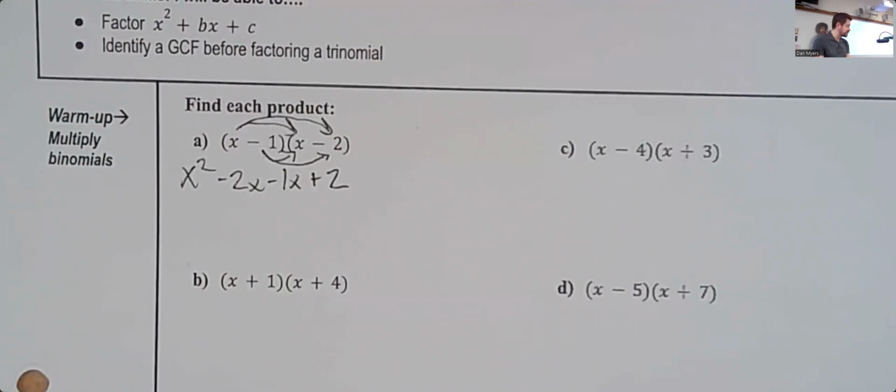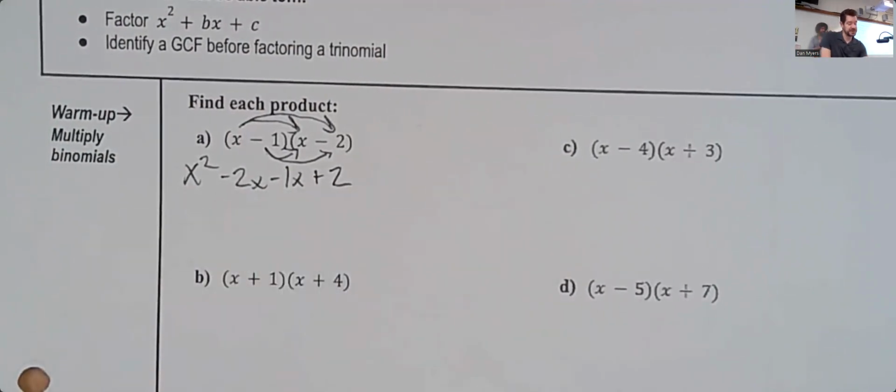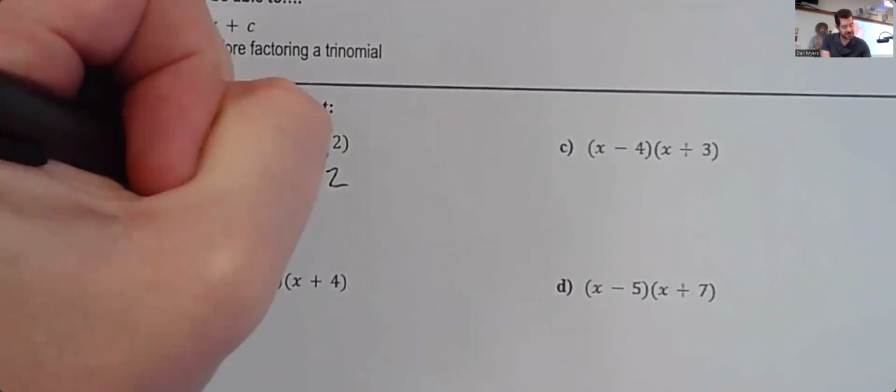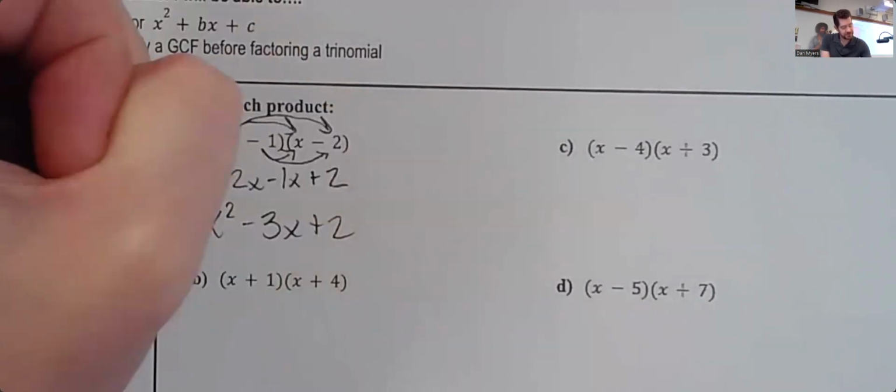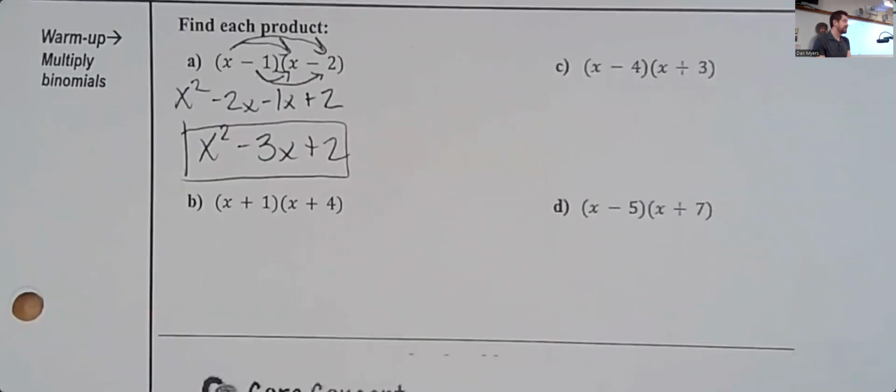And then we have like terms that we can combine in the middle. Negative 2 and negative 1 would combine to equal negative 3. So the answer here would be x squared minus 3x plus 2. Does that look familiar? Stuff that you did a couple years ago in algebra 1.